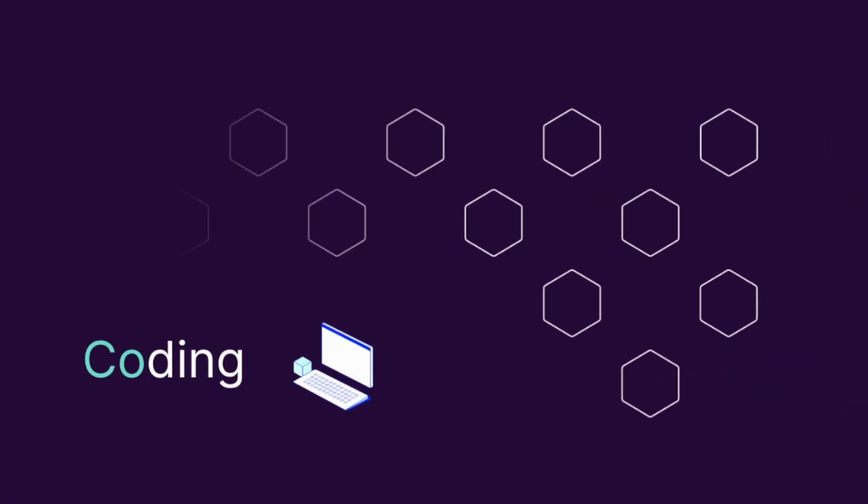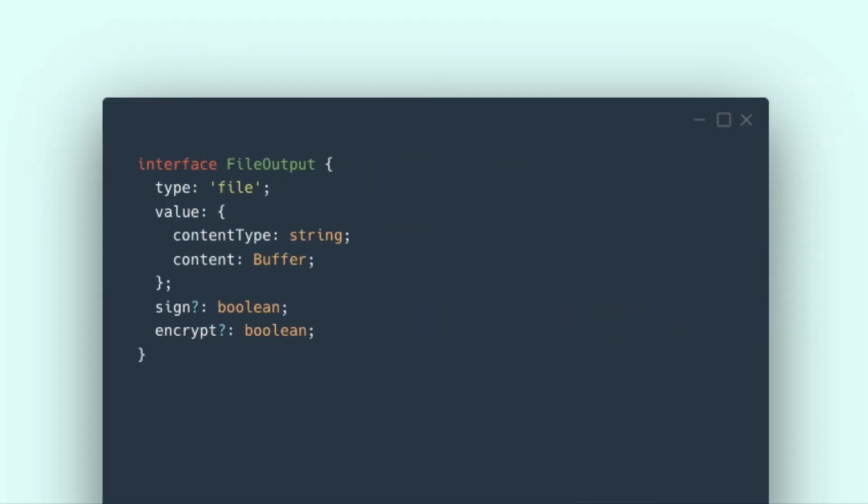Alright, let's get coding. Here you can see the file output interface. In our case, it's mandatory to include the type property, which indicates the file output type. Further, you can store the file's contents in the value property. The value property expects a content type, which is a MIME type. The content property expects a buffer.